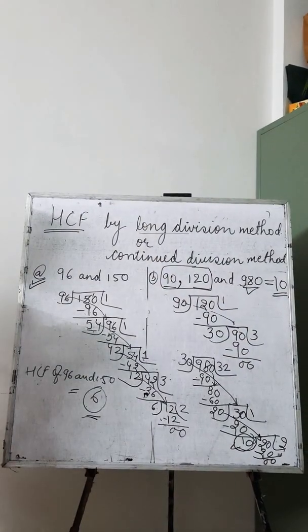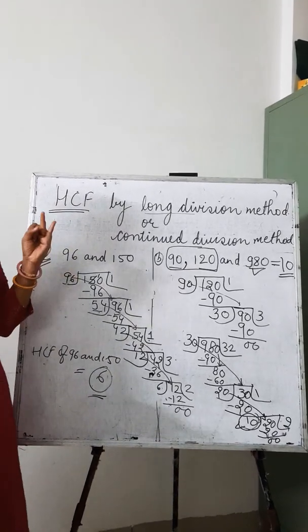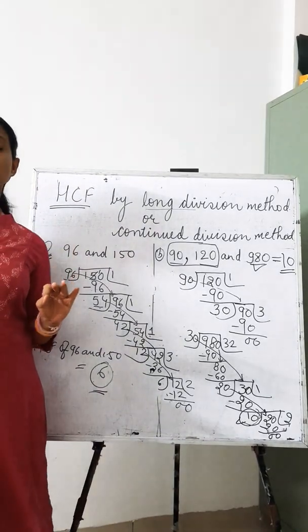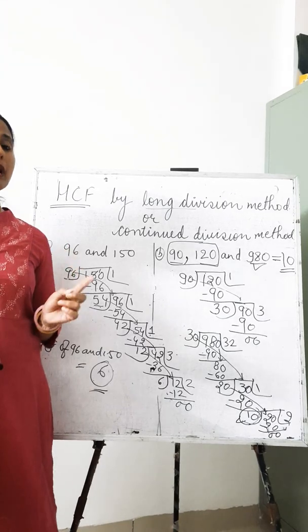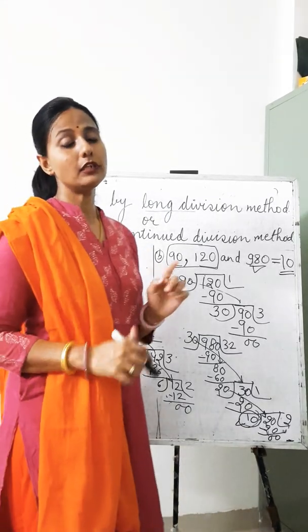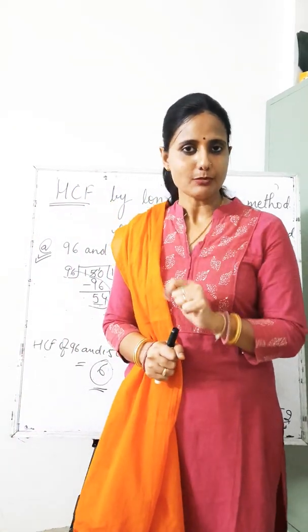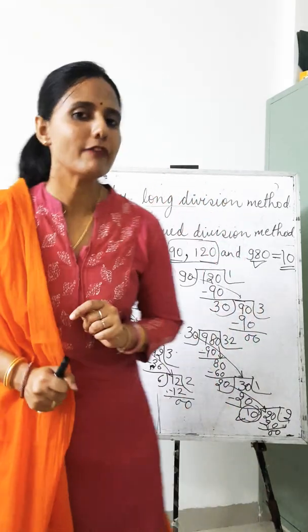So children, I hope I made myself clear with the long division method, with the common division method to find out HCF and LCM. Now we will do one more method to find out LCM, that is prime factorization method. One method is left, that is prime factorization.